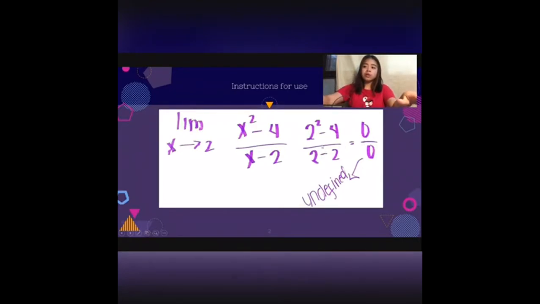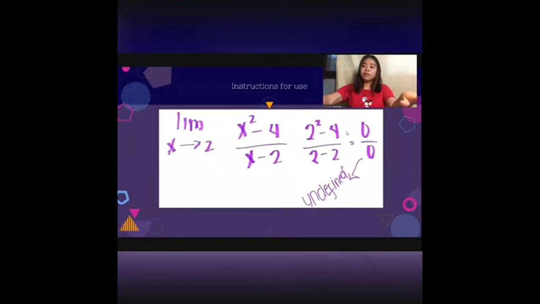One way is to use direct substitution. If we plug in 2, notice what will happen. 2 squared is 4. 4 minus 4 is 0. So basically, 0 over 0 is undefined, which we don't know what value that represents.